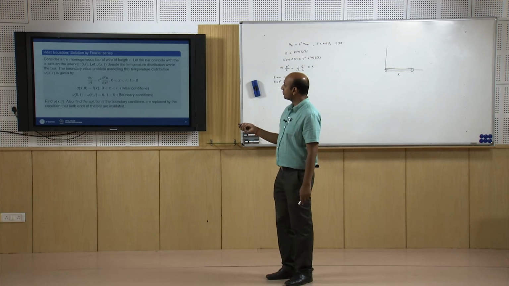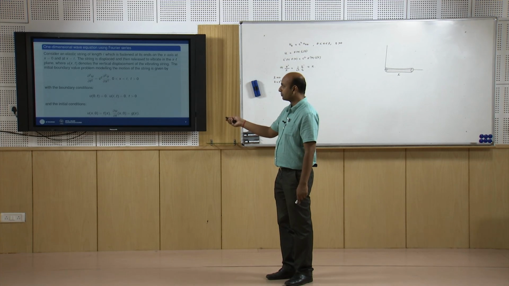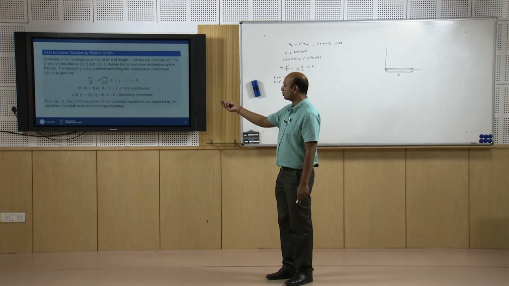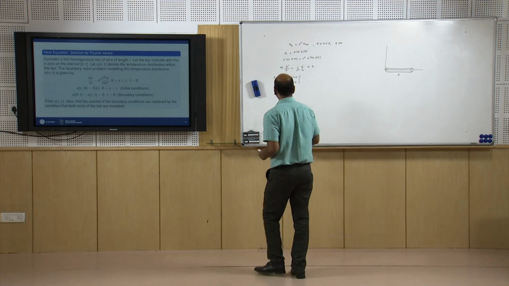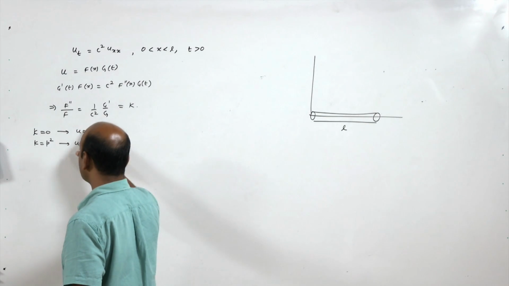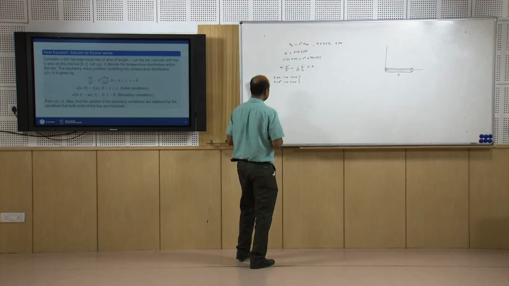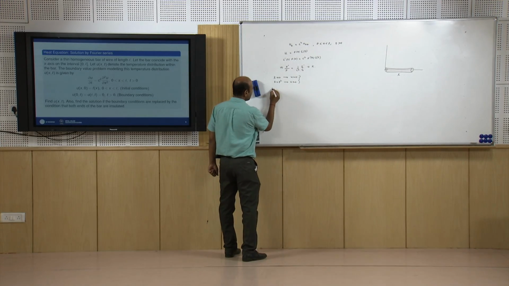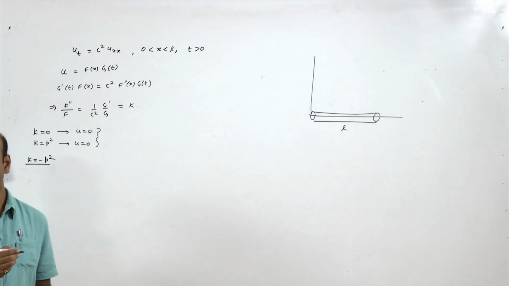Since the boundary conditions of this problem and the previous problem are the same, it is 0 when x equals 0 and x equals L. So, when k equals 0 or k equals p square, u comes out to be 0. So, we do not take these cases. So, take k equal to minus p square. The solution will exist only when k equals minus p square.